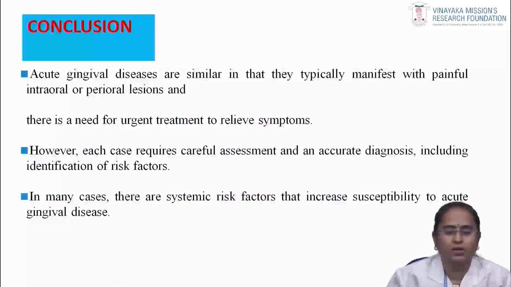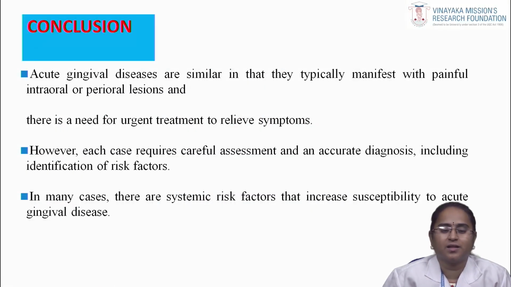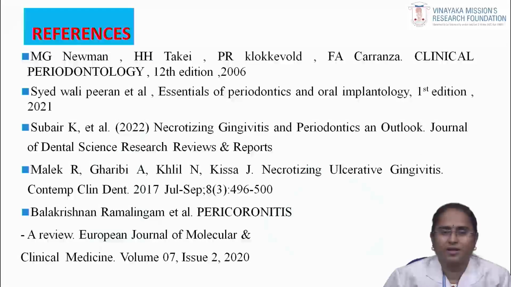Coming to the conclusion, these acute gingival diseases are similar in that they typically manifest with painful intraoral or perioral lesions. These conditions are usually very painful and require immediate treatment to relieve the pain. However, each case requires careful assessment, accurate diagnosis and identification of risk factors. In many cases there are systemic risk factors that increase susceptibility to acute gingival diseases. And these are my references. Thank you.